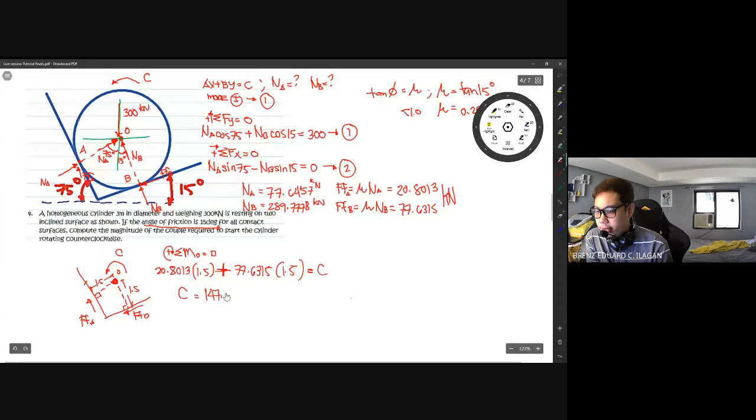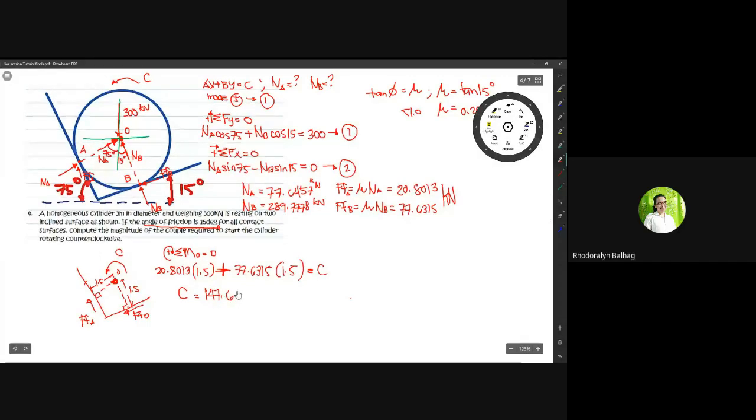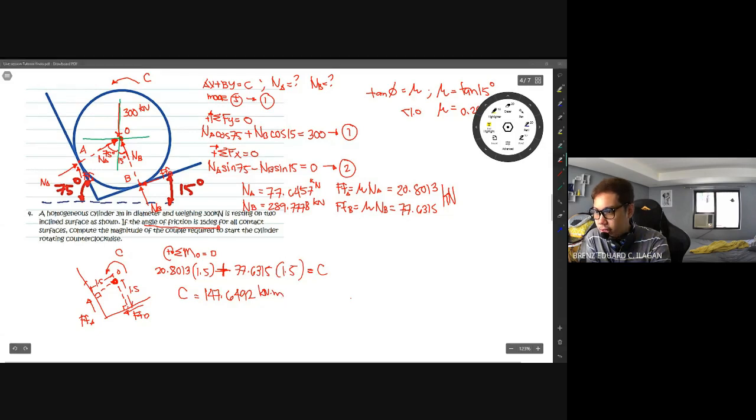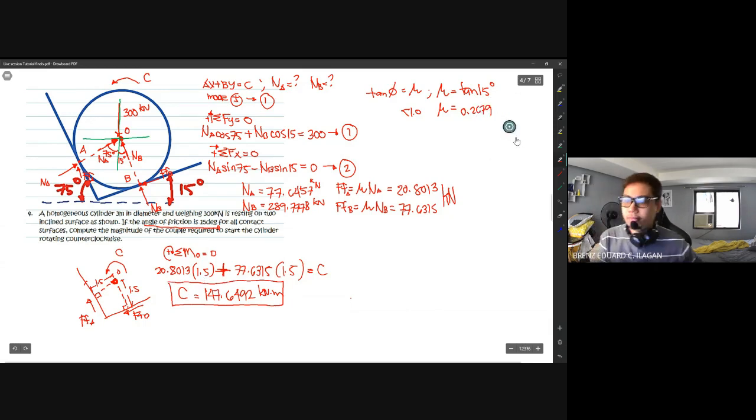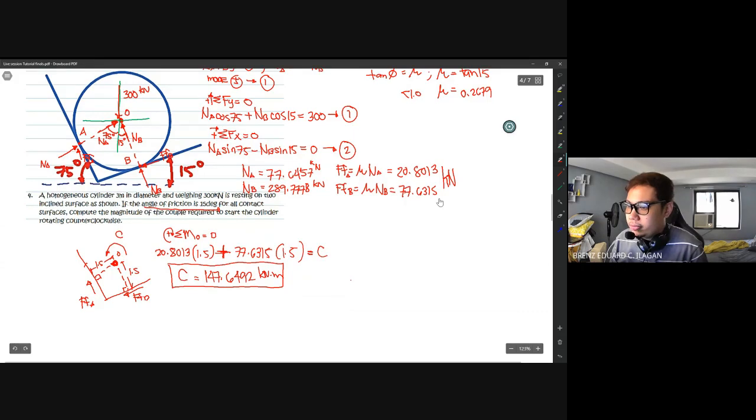147.649. 147.6492 kilonewton meter. So check ko lang doon sa answer key. 147.65. Okay na yan. So this is our final answer. So guys, again, pa-screenshot na lang ako. Okay, so let's proceed with the next problem.